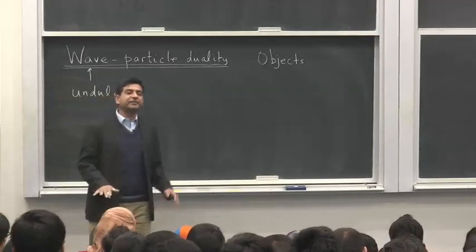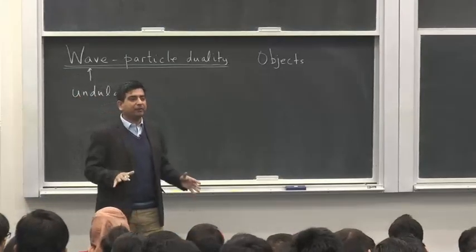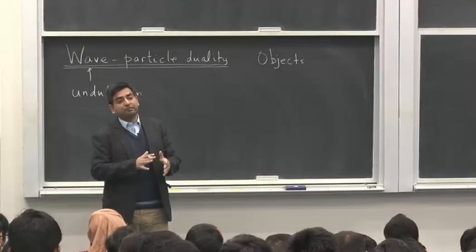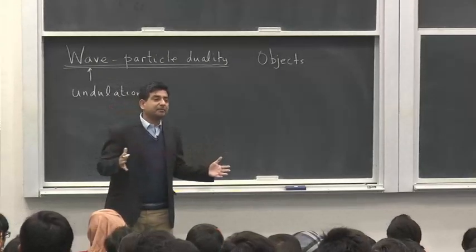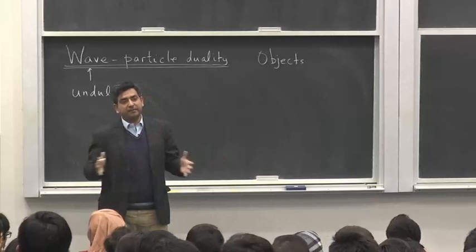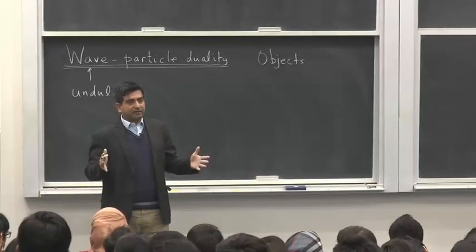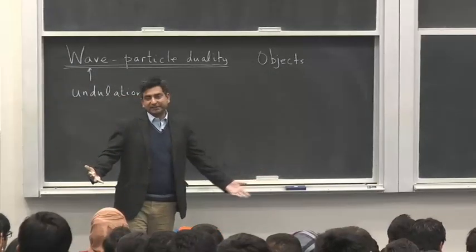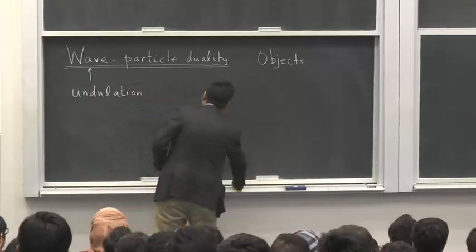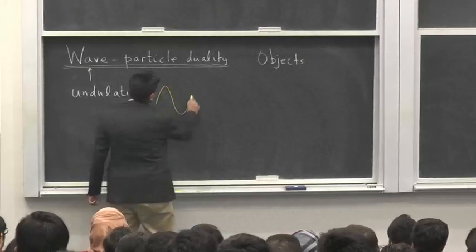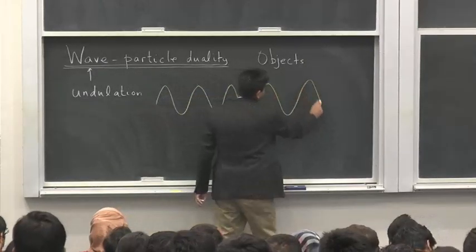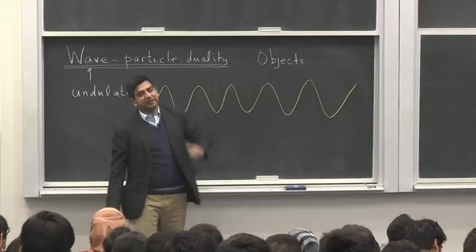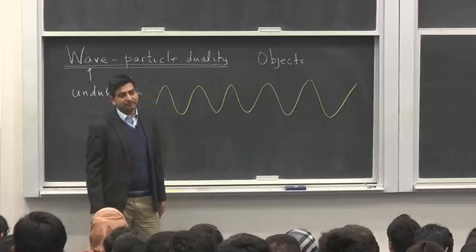Undulation means something that is going to and fro, up and down, left and right, in a periodic fashion. Not purely periodic, there is some repetitive element to a wave. For example, if I ask you to draw a wave, this is the kind of picture that you draw. Now this drawing in itself captures a lot of information.